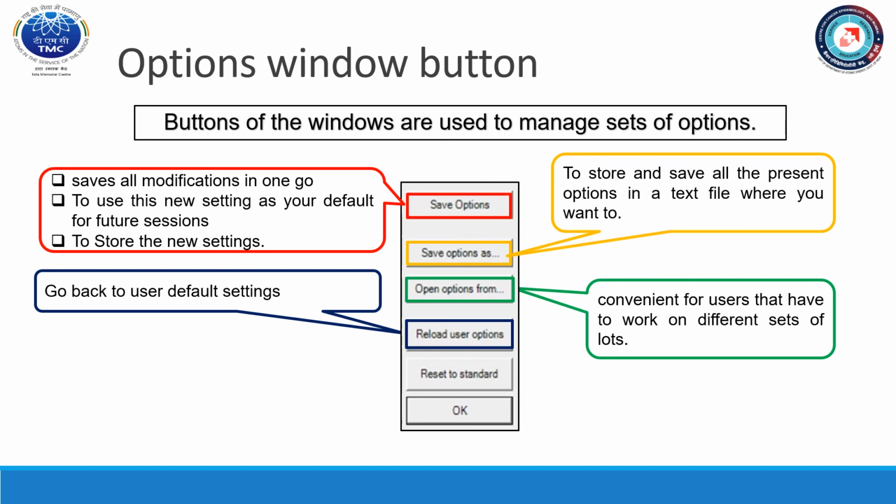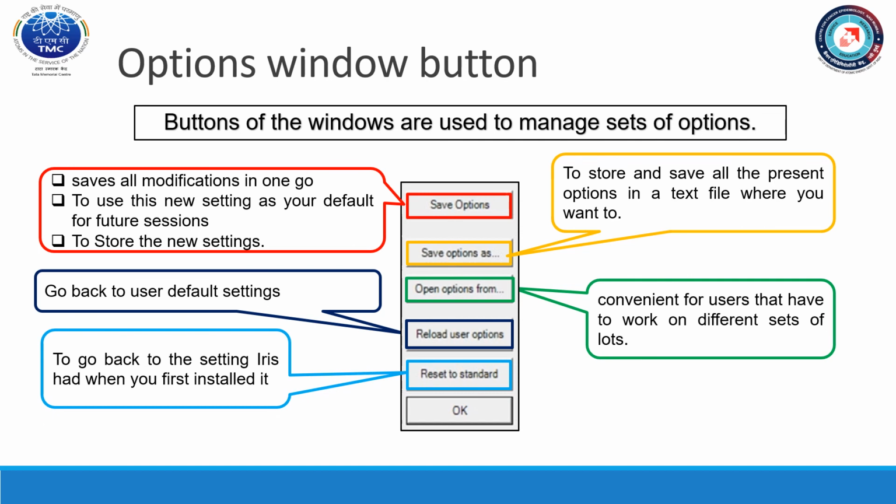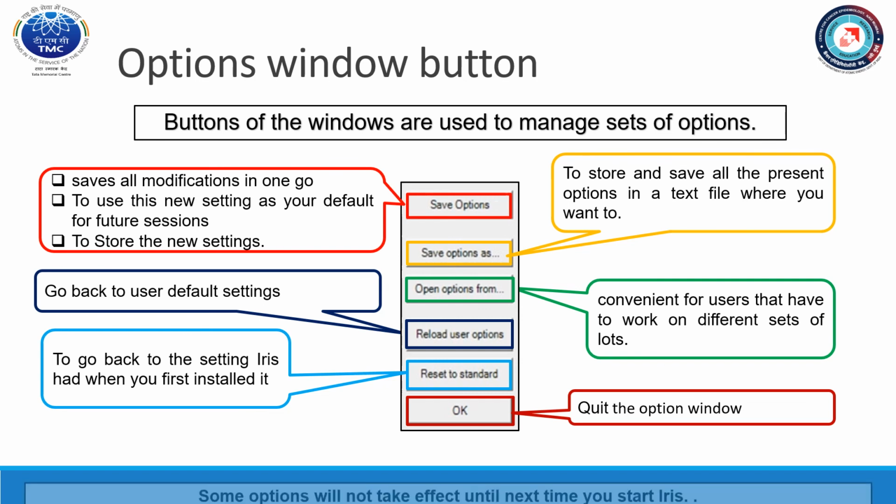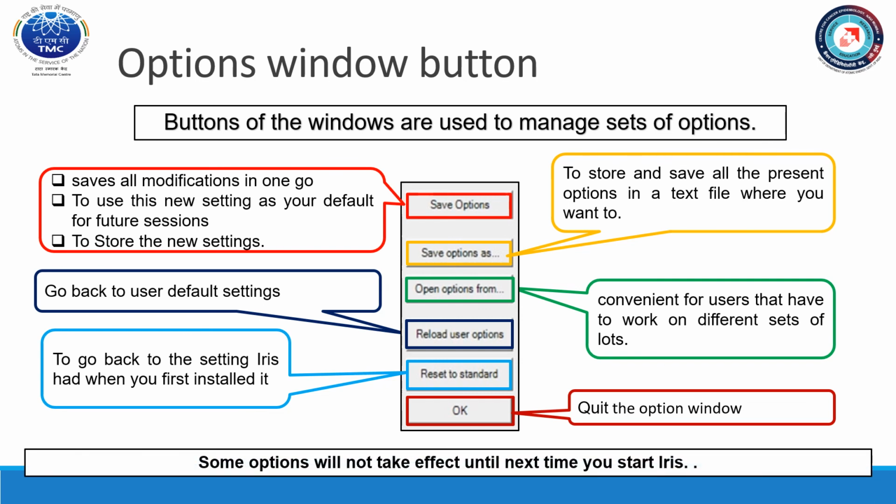If you have made temporary changes to the options, you can go back to your own default settings by clicking Reload User Options. If you want to go back to the settings Iris had when you first installed it, then click the Reset to Standard button. The OK button is used to quit the options window. Some options will not take effect until the next time you start Iris. If so, Iris will display a message asking if you want to save the new options and restart Iris.